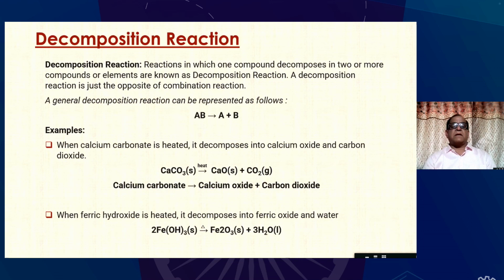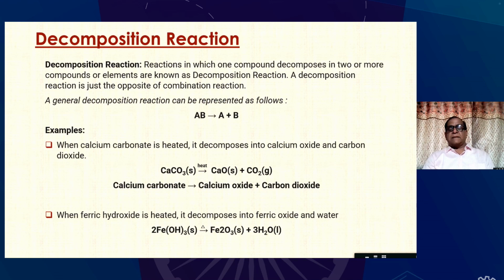Now what are decomposition reactions? Those reactions in which one compound decomposes into two or more compounds or elements are known as decomposition reactions. This decomposition reaction is just the opposite of a combination reaction. A general decomposition reaction may be represented as follows: AB on heating leads to the formation of A and B. When calcium carbonate is heated, it decomposes into calcium oxide and carbon dioxide.